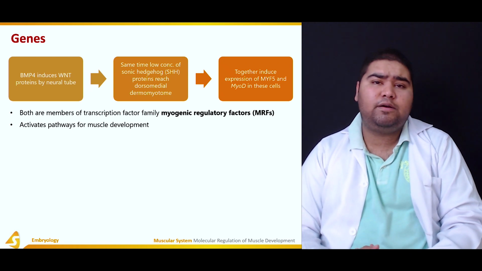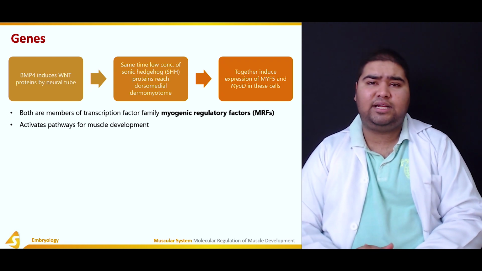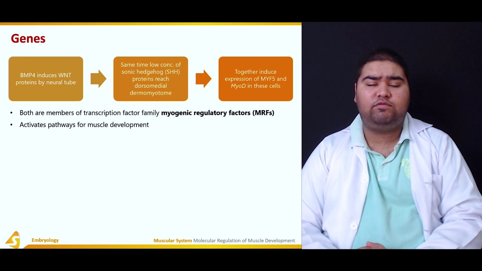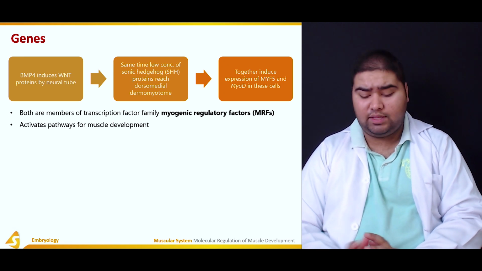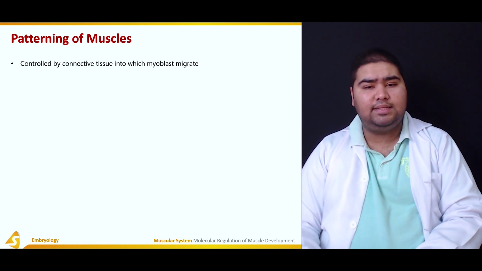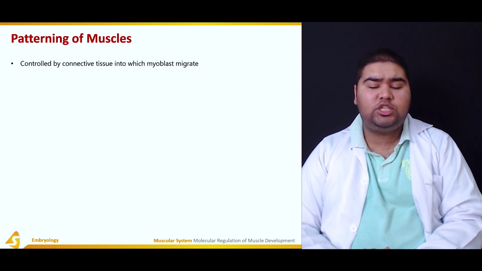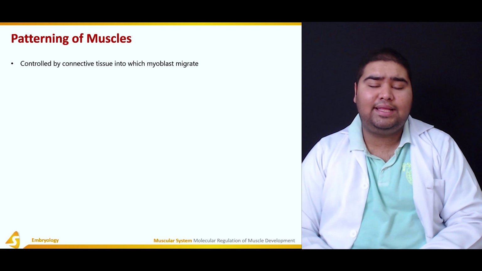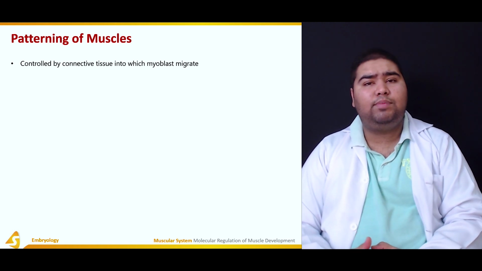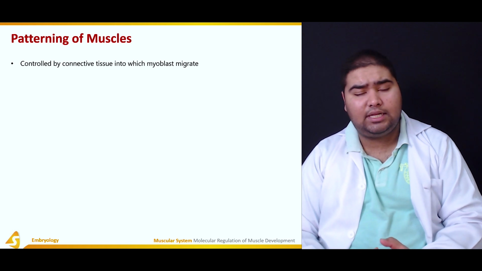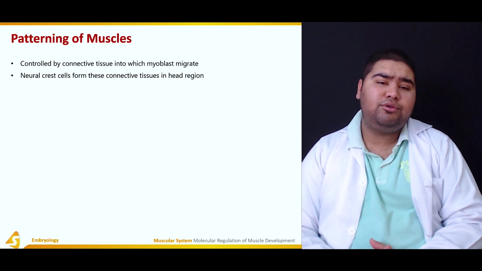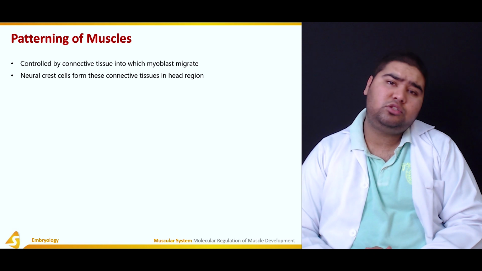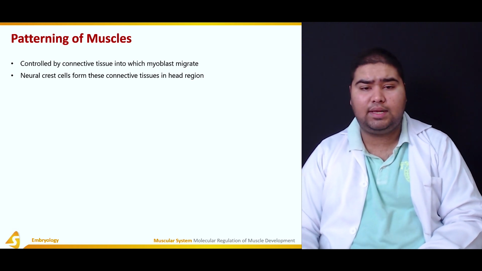So muscle development is a very complex pathway, and any teratogen that may act during this may result in a faulty development of muscles or partial or complete absence, whatever the case may be. So patterning of muscles is controlled by the connective tissue into which the myoblasts are migrating. The myoblast is the precursor muscle cell or the adult muscle cell. The neural crest cells form these connective tissues in the head regions. The origins of the connective tissue in the head regions are the neural crest cells.